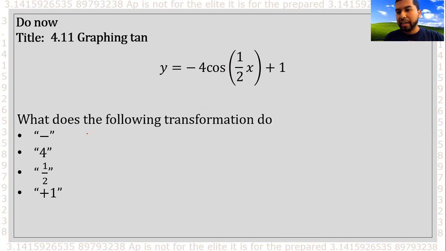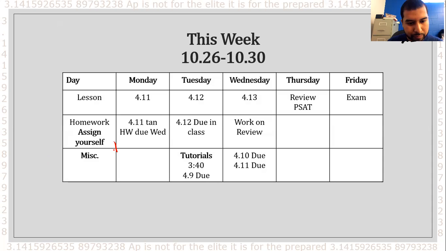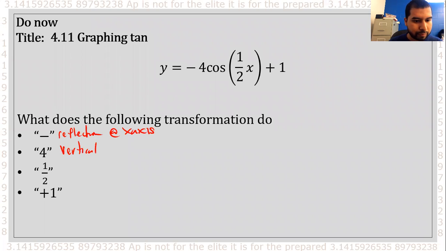So hopefully you found out that the negative itself is a reflection about the x-axis. The 4 in front of the cosine is a vertical stretch. The 1/2 is inside my parentheses, so that tells me I'm going to have to do some horizontal dilation.